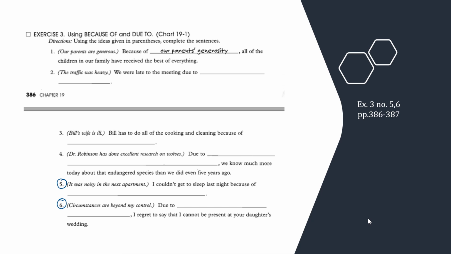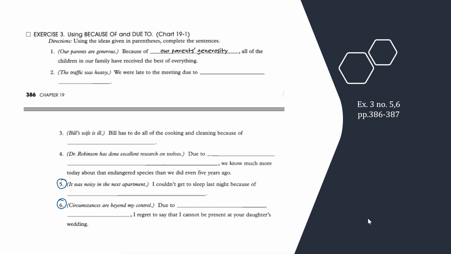There are many possibilities. You may use a possessive noun by giving apostrophe s for singular noun, only apostrophe for plural noun with s. Because of our parents' generosity, all of the children in our family have received the best of everything. So from a clause our parents are generous, a phrase can be made from it, like our parents' generosity. So from our parents are generous, the phrase becomes our parents' generosity.